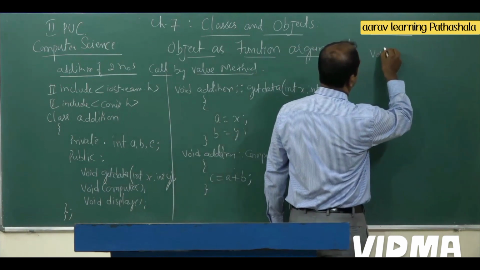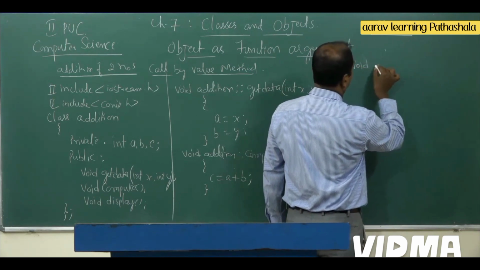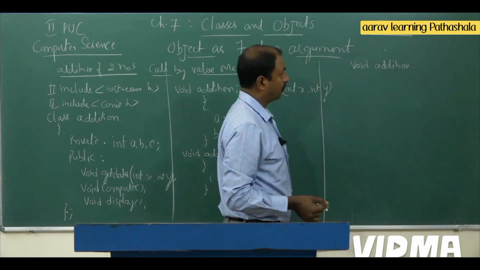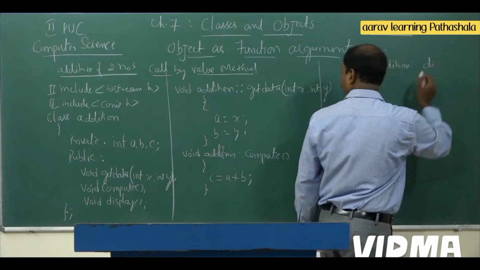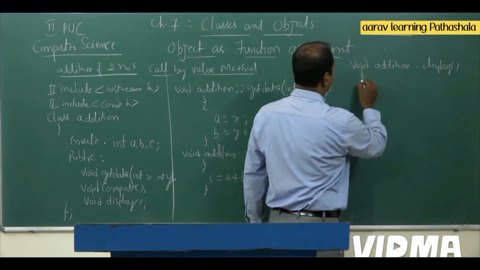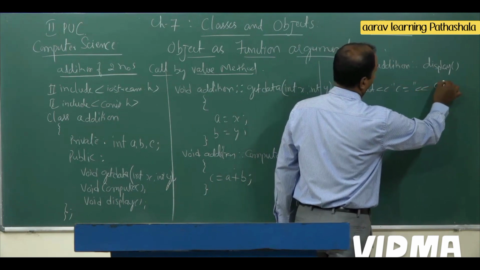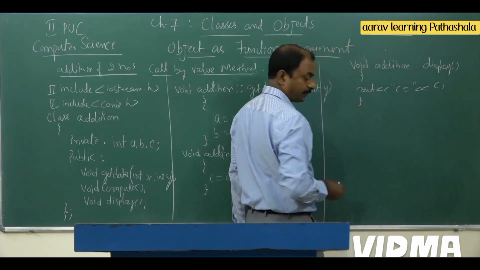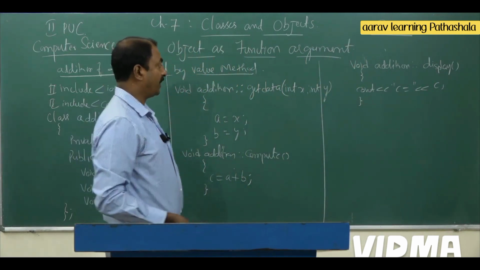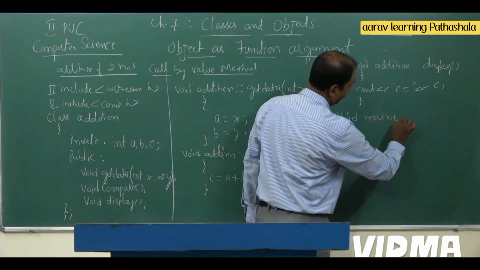So let me write here. For that, the class name is addition, void addition with two colons, and the function is void display. Here we have to write cout c equals variable c, closing this. Again, what is the next step here? The next step is to write the main function, that is void main.